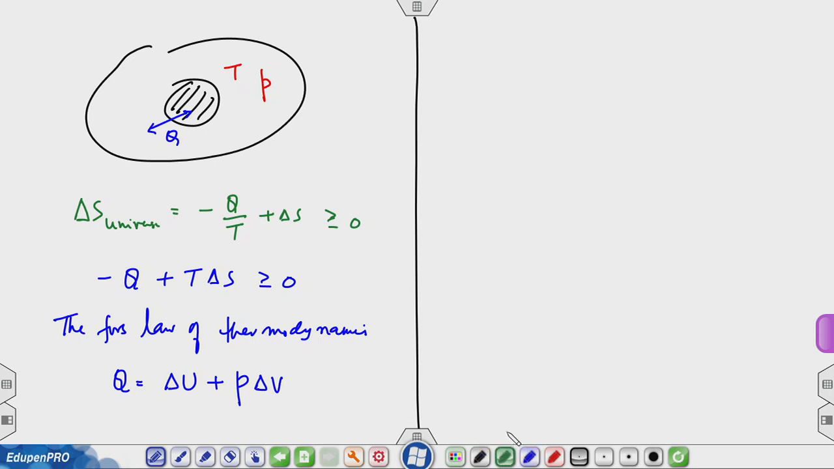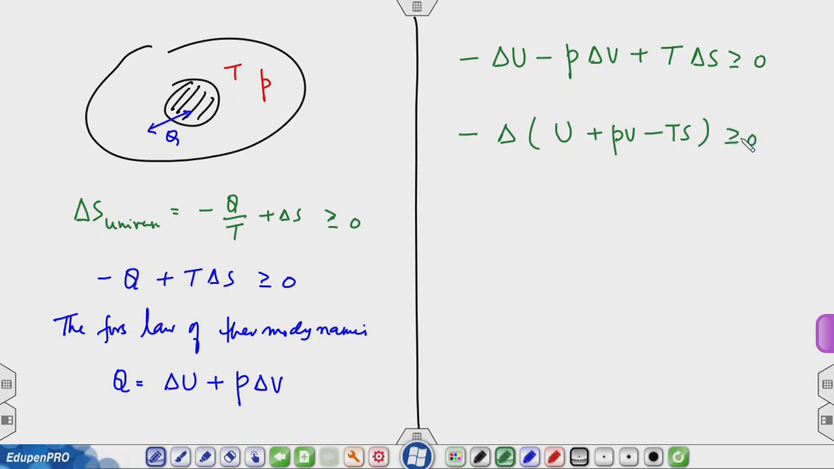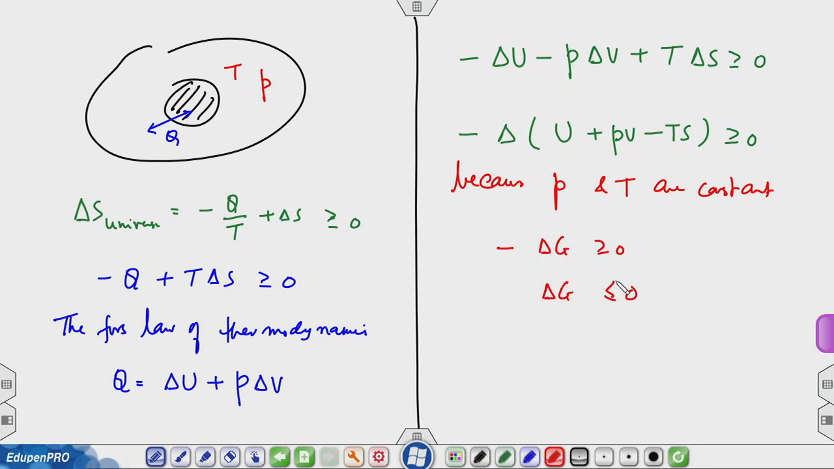And therefore, I have minus delta U minus P delta V plus T delta S is greater than or equal to 0, which I can write as minus delta U plus PV minus TS is greater than or equal to 0, because P and T are constant. And therefore, minus delta G is greater than or equal to 0, or delta G is less than or equal to 0.